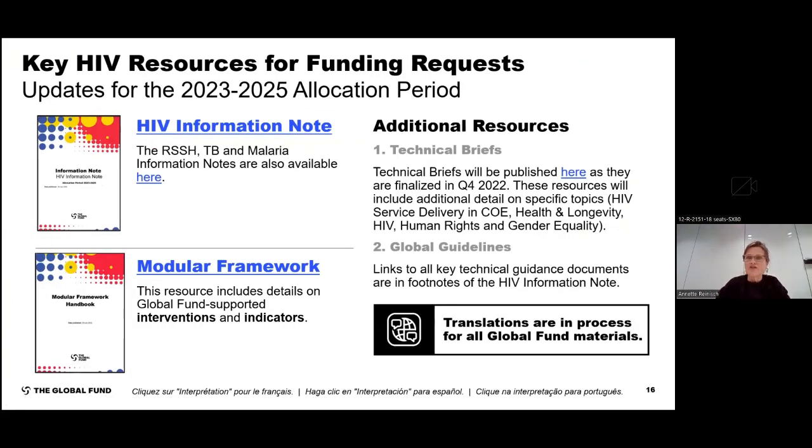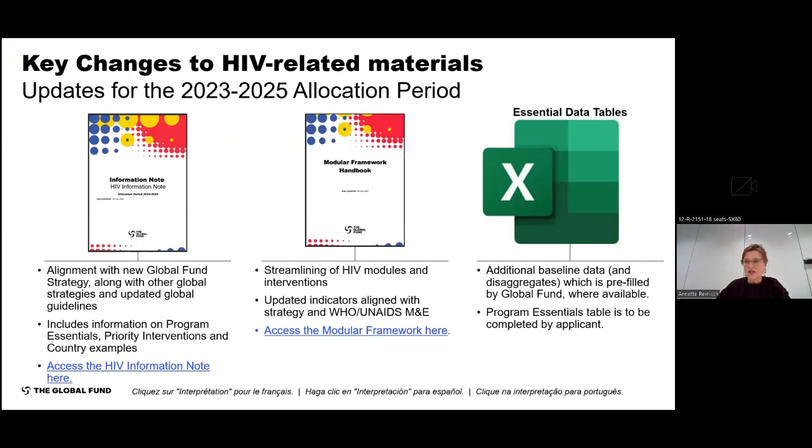So the Global Fund Secretariat has made available a number of resources that applicants should consult when developing their HIV funding requests. So these include the HIV information note, the modular framework, both of which we will be presenting now, then the other information notes, which my colleagues will present right after me, and technical briefs. And this, of course, is in addition to the materials that are included on the Global Fund website with applicant guidance materials. And just for your information, at this point, I think nearly all materials have been translated into French and Spanish. And of course, these translations are also available on the Global Fund website.